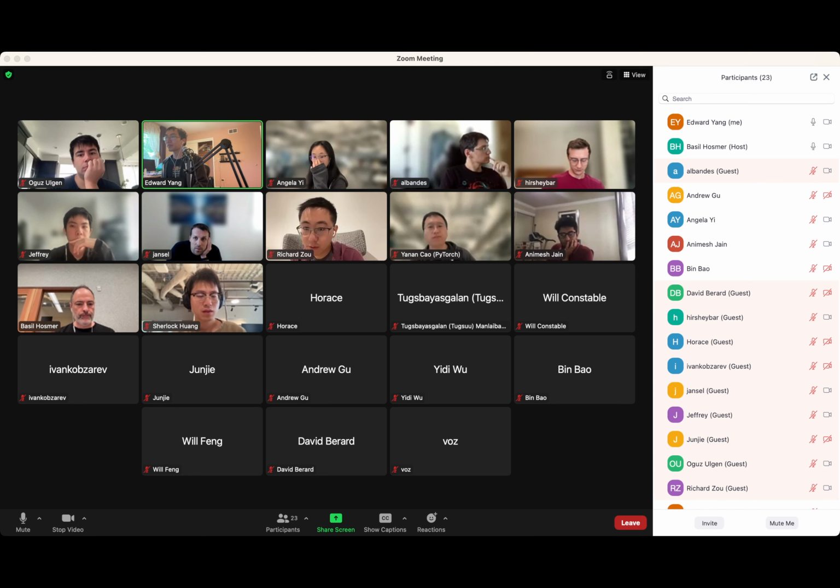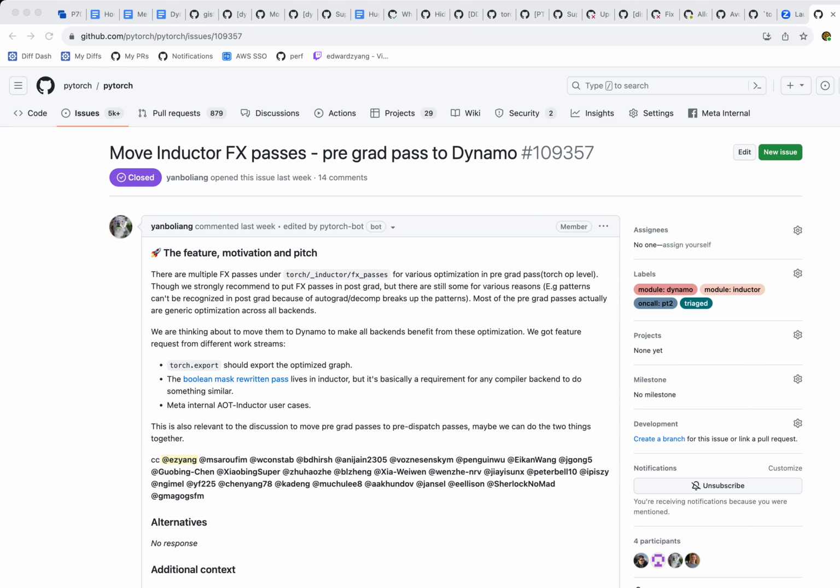Yanbo, Yanan, or Jansel, which of you wants to present the basic premise here? I can give the introduction actually. Yeah, that sounds good. Please do. So essentially, we're trying to integrate export with the AOT Inductor, and you'll realize that some performance critical passes on AOT Inductor are written on Torch IR, which is not something TorchExport currently produces at all. So we were discussing options on how to deal with this abstraction level mismatch.